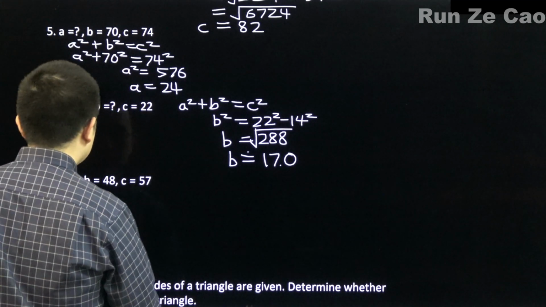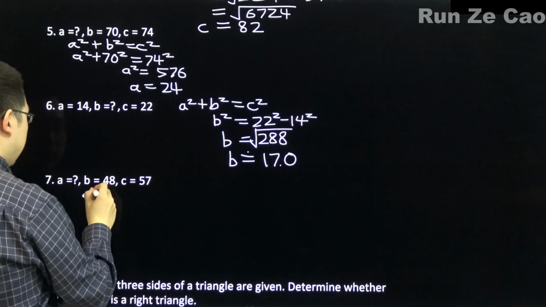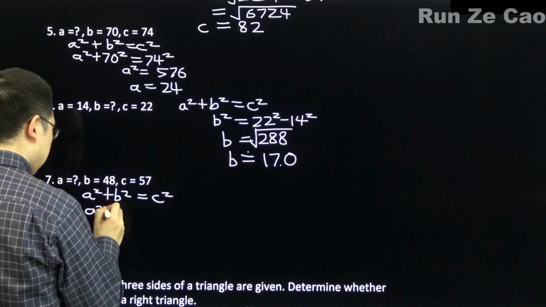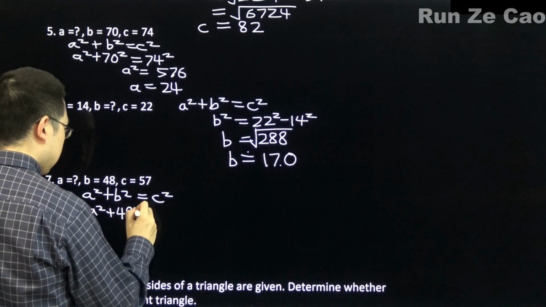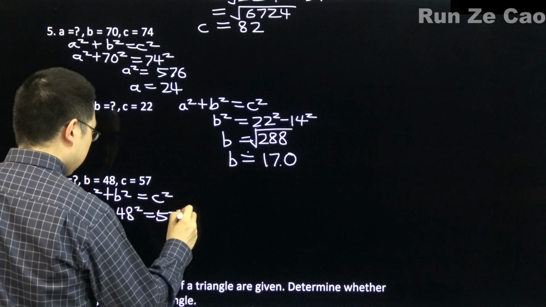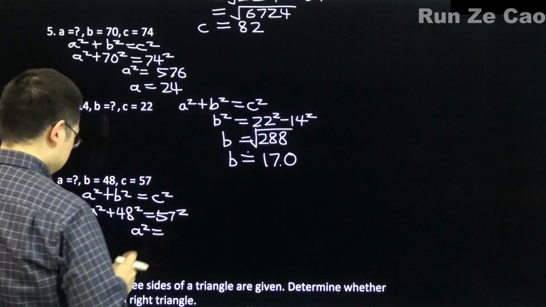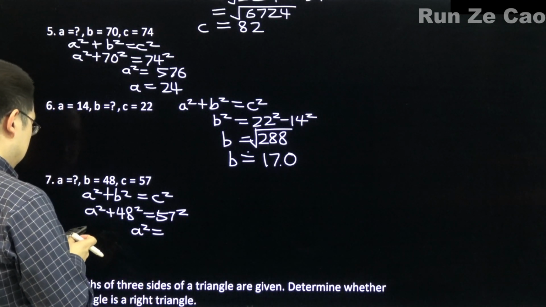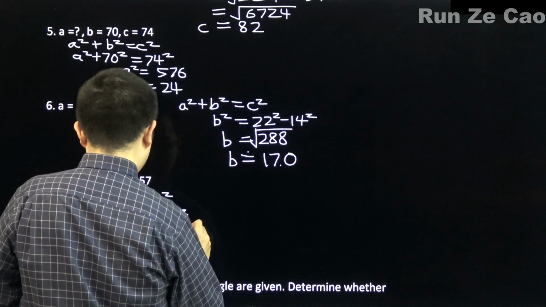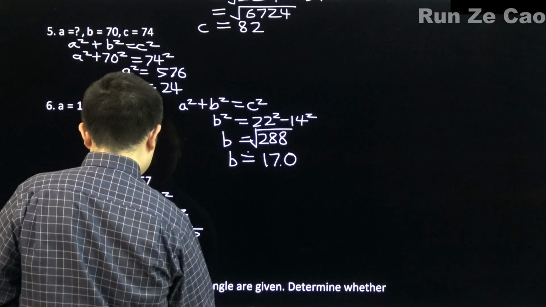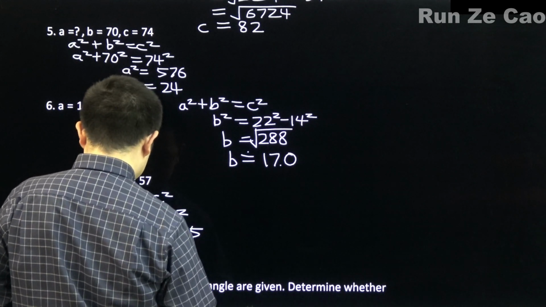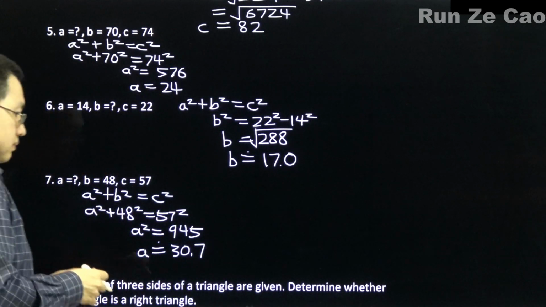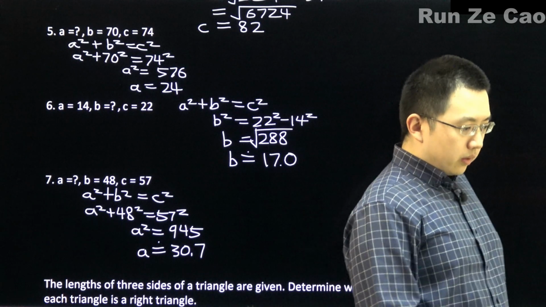So, this last one, we have A squared plus B squared equals C squared. That means A squared plus 48 squared equals 57 squared. A squared is equal to 57 squared minus 48 squared. So 945. Therefore, A is approximately 30.7.